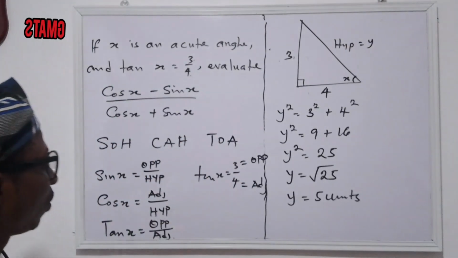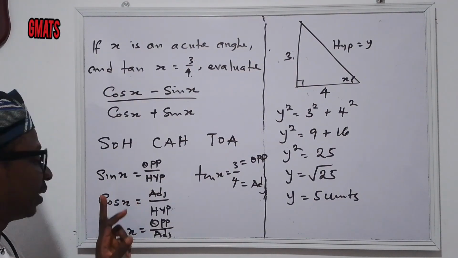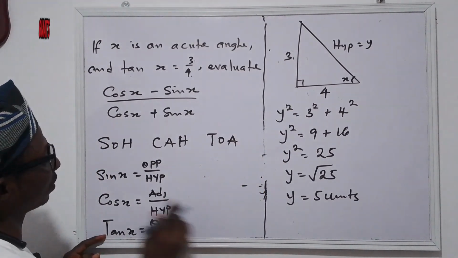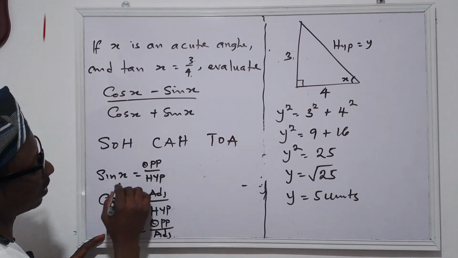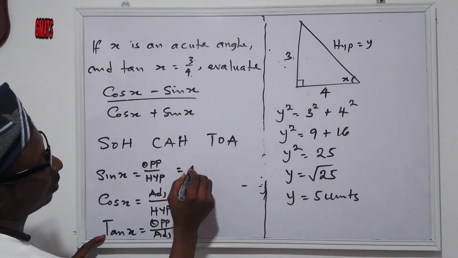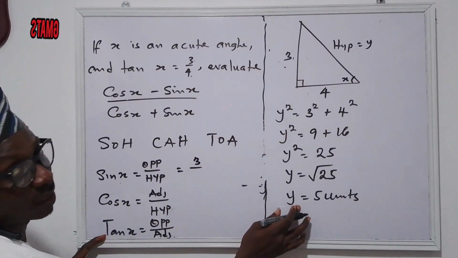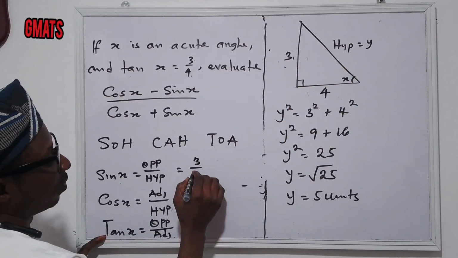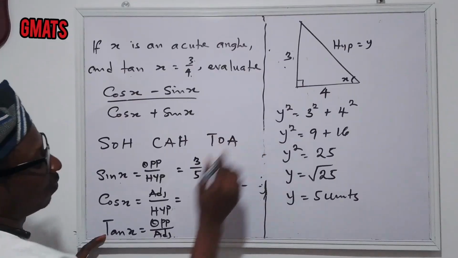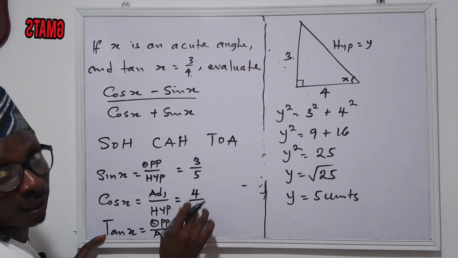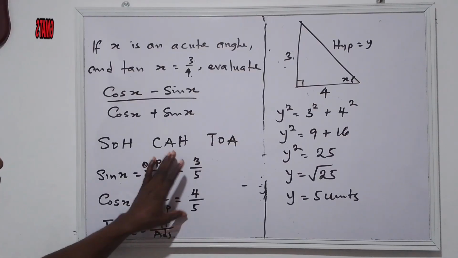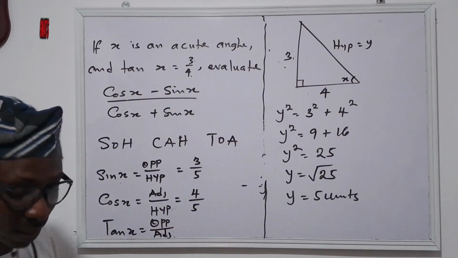Okay, so now we can get expressions for our sine and cos. Sin x is opposite over hypotenuse, so 3 over 5. Cos x is adjacent, that's 4, over hypotenuse, and that is 5.